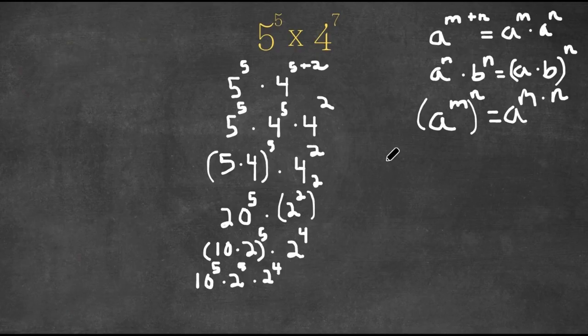And now remember this property: when we're multiplying two exponents, we add our exponents. So 2 to the power of 5 times 2 to the power of 4 is 2 to the power of 5 plus 4, which is 2 to the power of 9, times 10 to the power of 5.